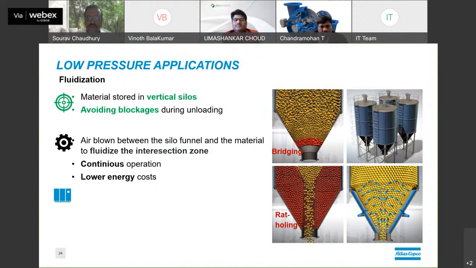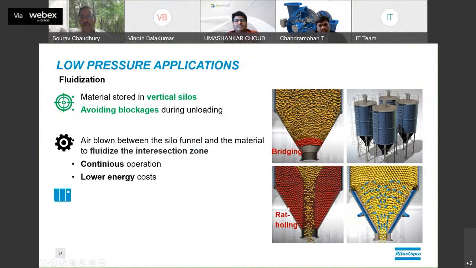So if not fluidized, then the free flow may be stopped like this. We normally call it rat holing. We all know that. So to make that happen, pressurized air goes into this application, and it allows the material to have a free flow.